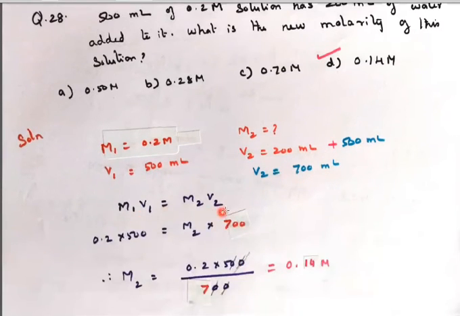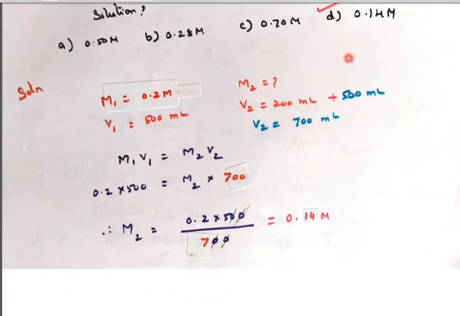So M1 V1 is equal to M2 V2, and M2 is to be calculated. M1 is 0.2, V1 is 500, and M2 into 700 after adding 200. So M2 is equal to 0.2 into 500 divided by 700. The two zeros get cancelled. 0.2 into 5 is 1, so 1 by 7 is nothing but 0.14 M. 0.14 M is the correct answer.